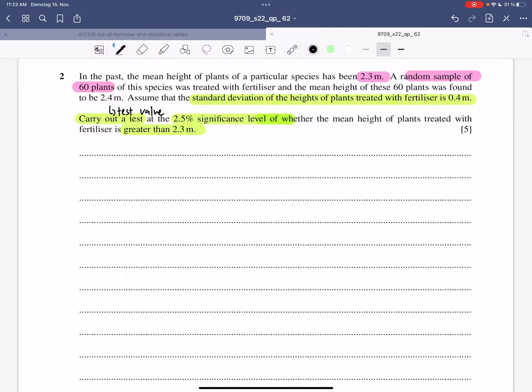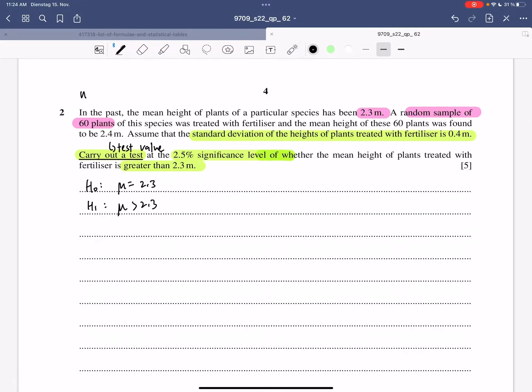So let's write it down. H null. Whenever you carry out a test, you have to write down the H null and H alternative. The keyword here is carry out a test. So the H null is the population mean is 2.3, and the H alternative was suspected to be greater than 2.3, and as you can see, the random sample is 60 plants, so it is more than 30, so it obeys the central limit theorem, so we can assume that it is approximately normal.